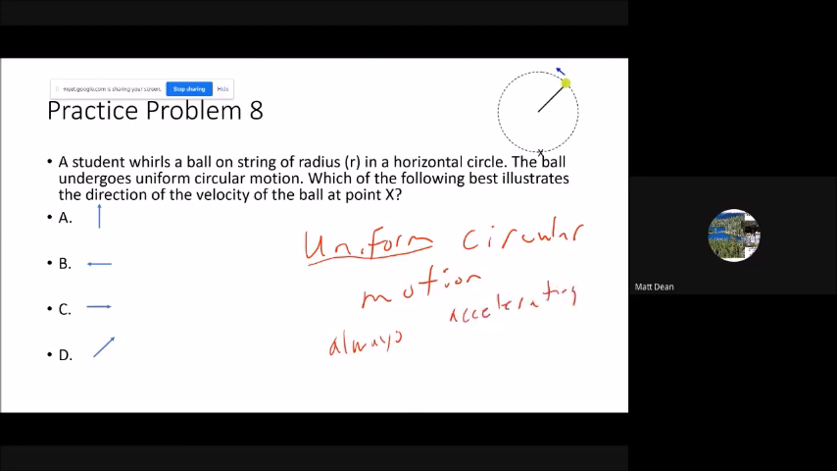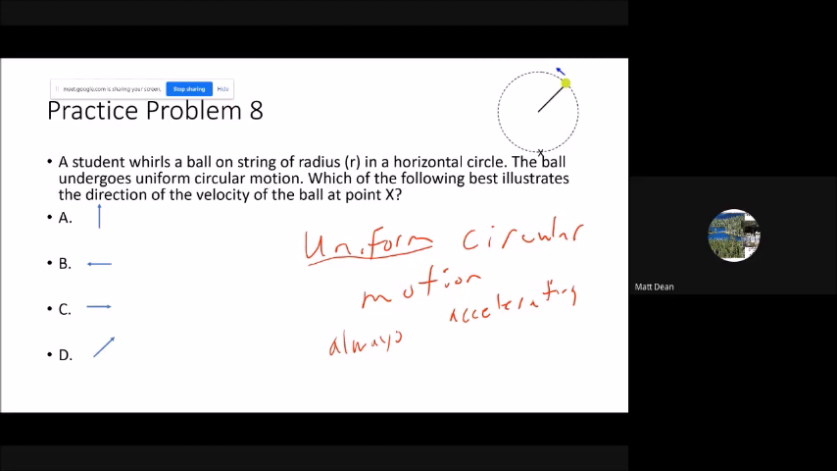Because remember, velocity is not just speed. Velocity takes into account speed and direction. Well, if something's going in a circle, it's always changing direction, even if its speed is the same. So what causes it to accelerate? We know that what causes anything to accelerate is a net force.